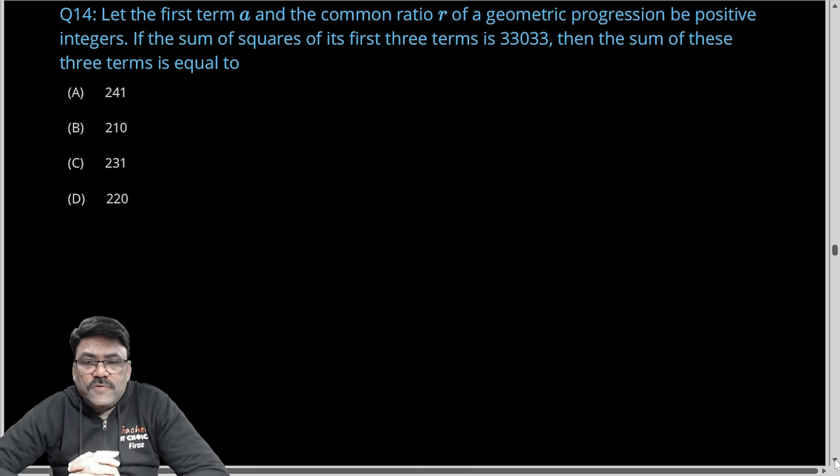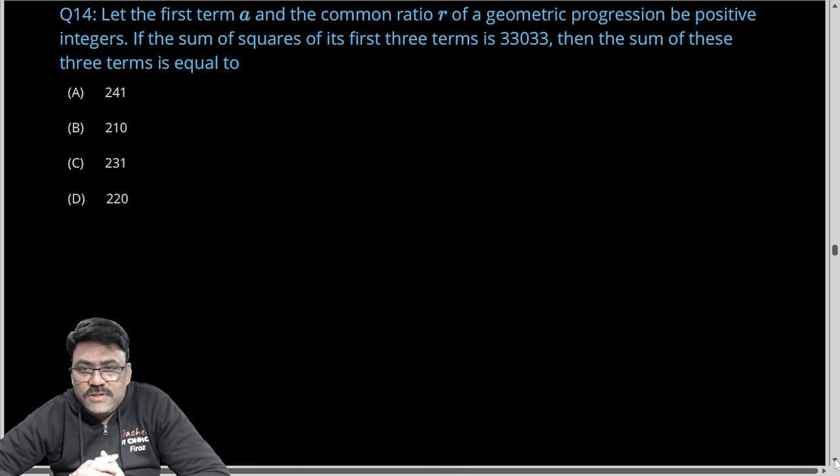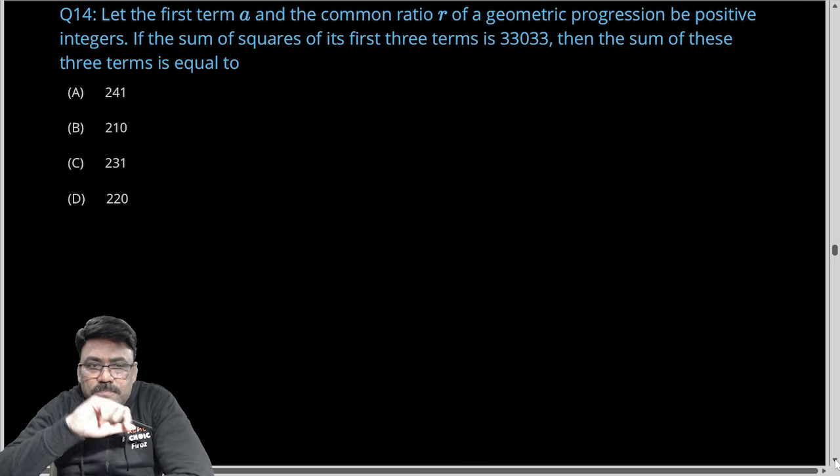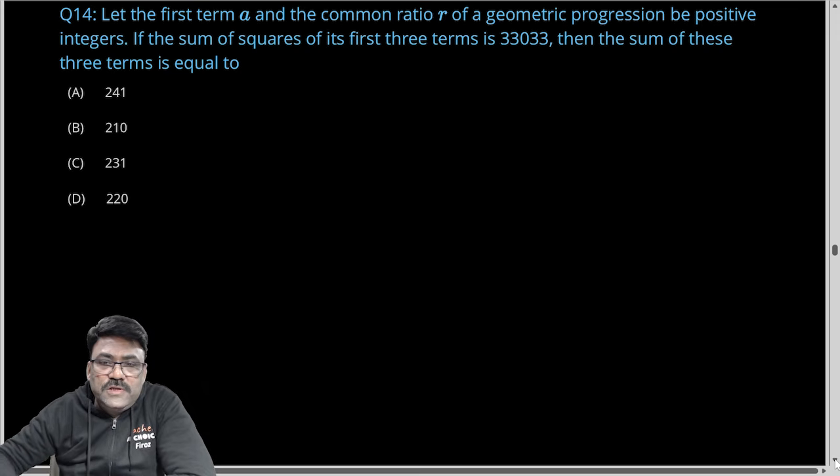Let's see this question. This is from GP. The first term of a GP is A. Common ratio is R. All the terms of GP are positive integers. If the sum of the squares of its first 3 terms is 33033, then what will be the sum of these 3 terms?